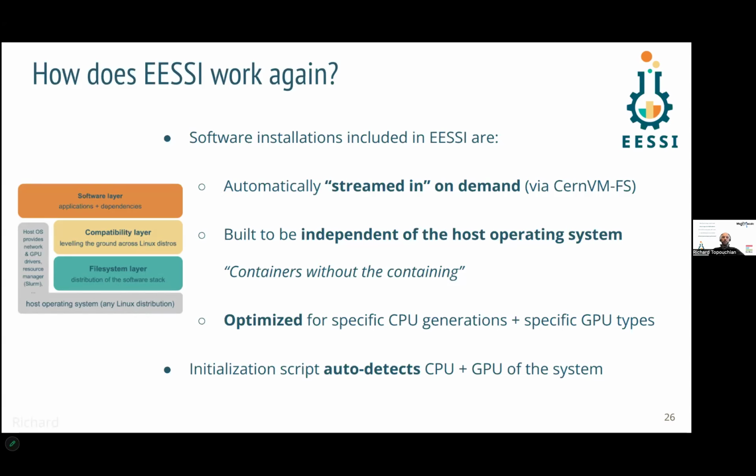On top, we have the file system layer, which manages the distribution of the software stack. On top, we have the compatibility layer, which levels the ground across Linux distributions for EESSI, for x86-64 CPU microarchitectures on one hand, and for ARM CPU microarchitectures on the other. And finally, we have the software layer where optimized applications and dependencies for specific CPU generations and GPU types are available.